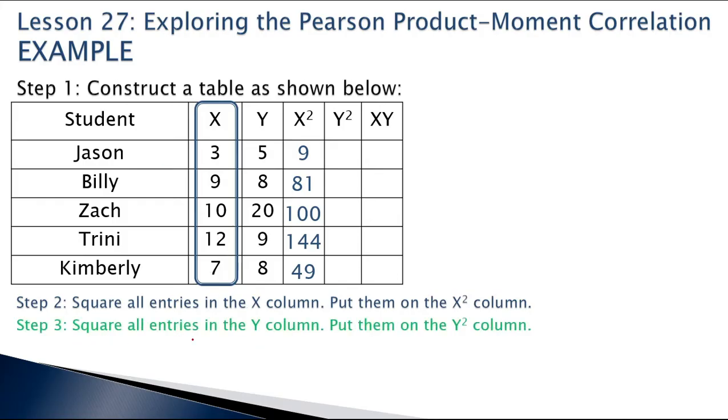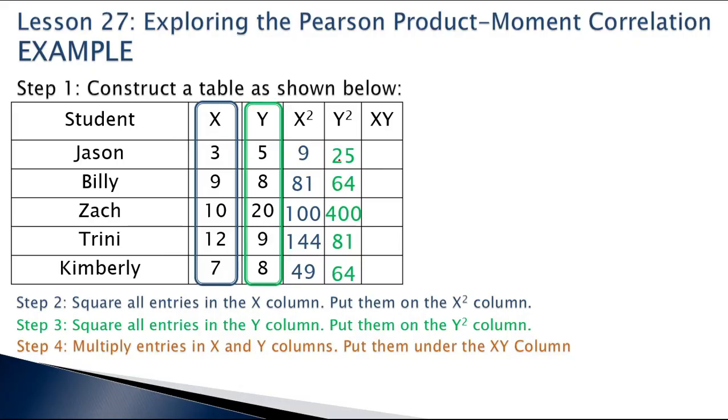Step 3, square all the entries in the y column. Put them in the y squared column. So if we used x earlier, now we square y and put it here. Okay? So 5 squared, 25. 8 squared, 64. 20 squared, 400. 9 squared, 81. 8 squared, 64. Okay, good. Once we're done with the y squared column, we go to step 4.